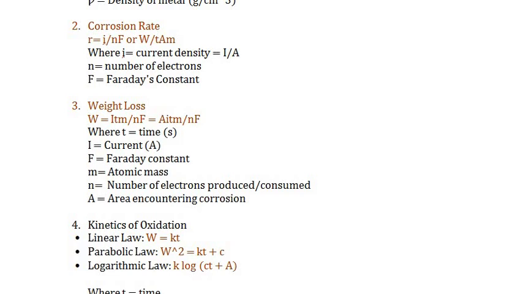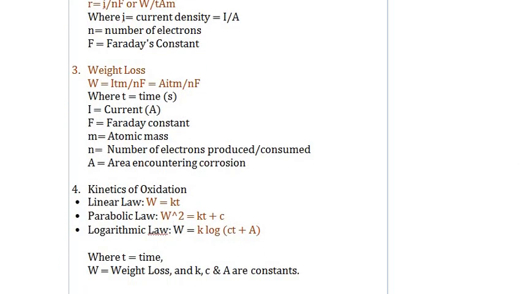While for the last one we have the logarithmic law, and it's depicted by K log open bracket CT plus A, which is supposed to give you W. So here we have W equal to all this. And of course, the definition of terms: T is time, W is weight loss, while K, C, and A are constants. If it's the linear law, you just have one constant K. If it's the parabolic law, you have K and C. And if it's the logarithmic law, you have K, C, and A.